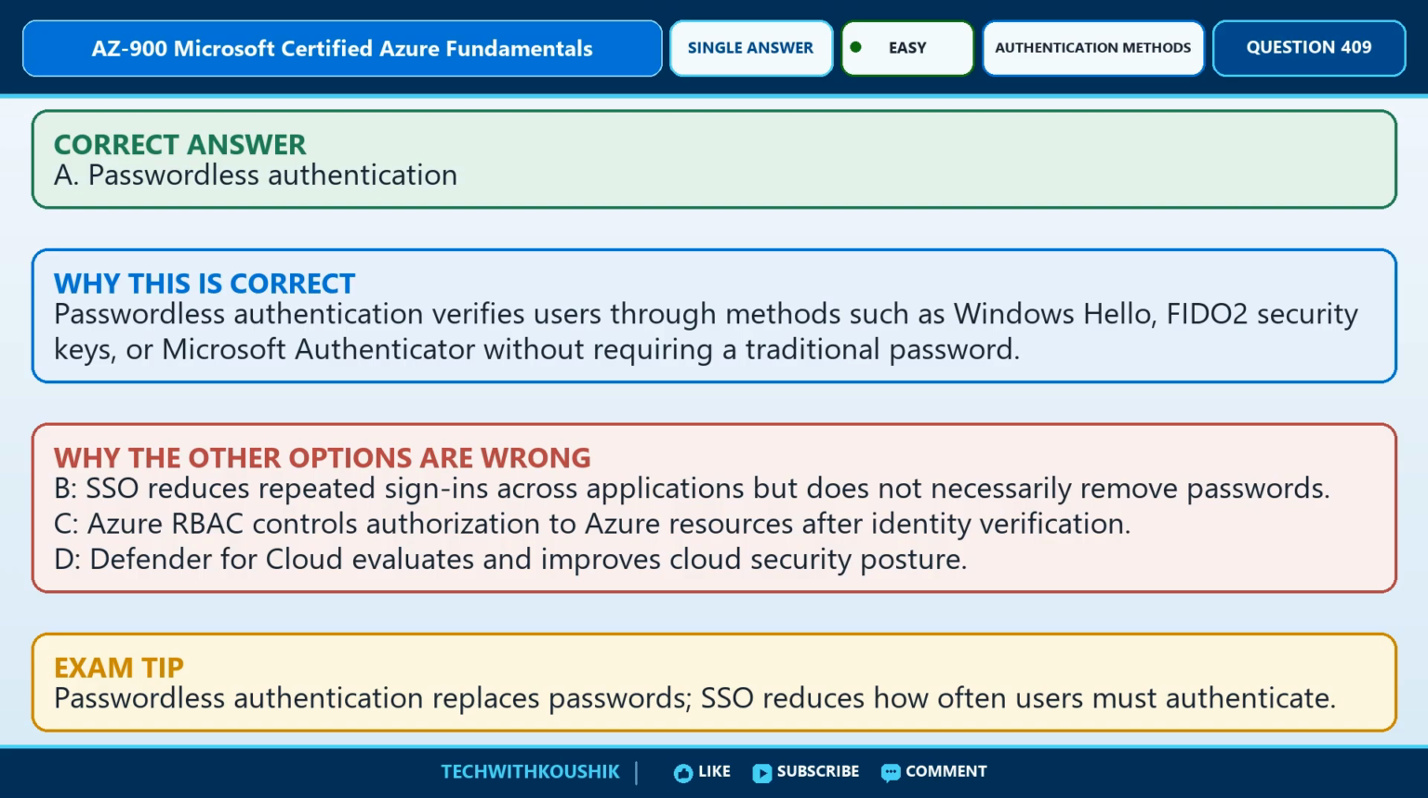B. SSO reduces repeated sign-ins across applications, but does not necessarily remove passwords. C. Azure RBAC controls authorization to Azure resources after identity verification. D. Defender for Cloud evaluates and improves cloud security posture. A helpful shortcut is this. Passwordless authentication replaces passwords. SSO reduces how often users must authenticate.